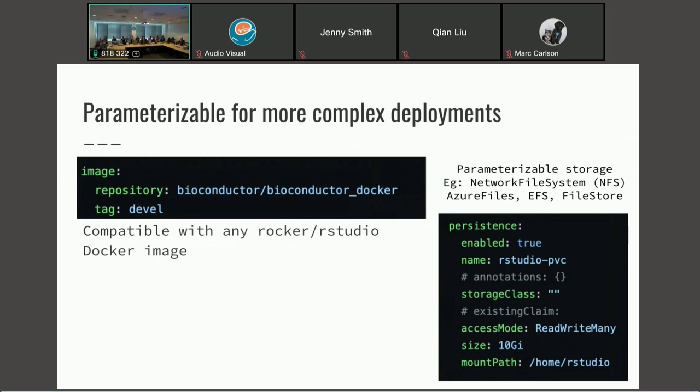Yep. You can do a lot more parameterization. Technically, this is compatible with any RStudio Docker image. You can change the tag for the Bioconductor Dockers, but you can also use, for example, the machine learning RStudio Docker image.